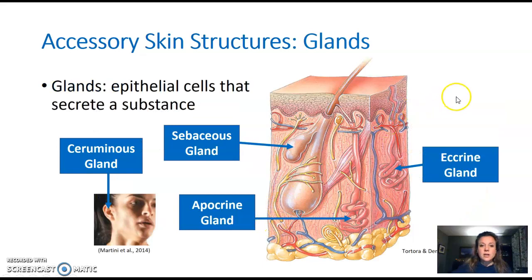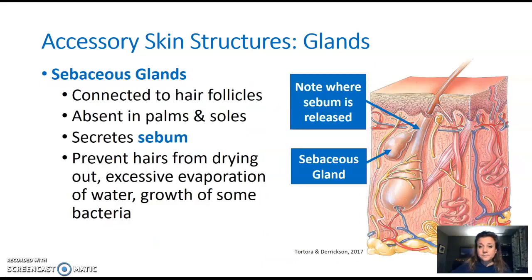Now let's move on and talk about some of the glands that we have in our skin. We have ceruminous glands, which are found inside of our ears, sebaceous or oil glands, and then we have two types of sweat glands, apocrine glands and eccrine glands. These glands are going to contain epithelial cells that actually secrete a substance.